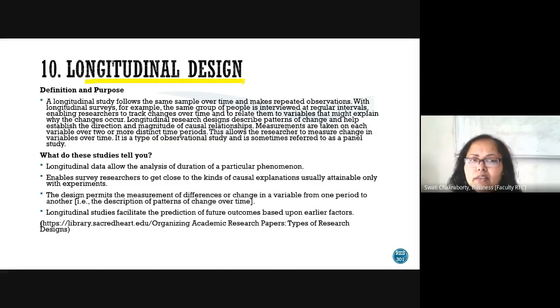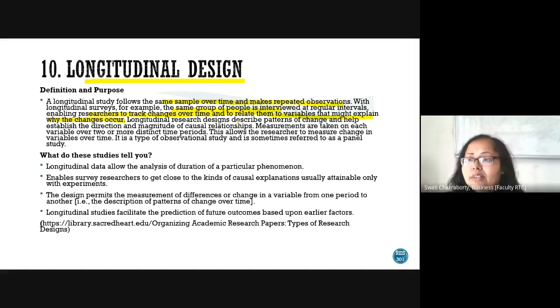Next is longitudinal design, which follows the same sample over time and makes repeated observations, right? So here the same group of people is interviewed at regular intervals, enabling researchers to track changes over time, to relate them to variables that might explain why changes occur, right? Cross-sectional is different groups, right? But here it's the same group over time.